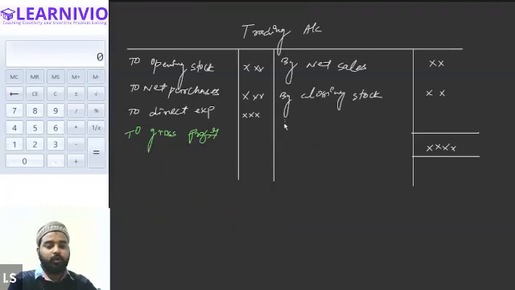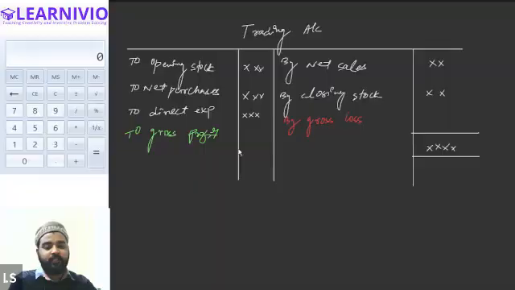So gross loss will be recorded on the debit side, credit side, sorry, gross loss, and gross profit is recorded in the credit side of the trading account.